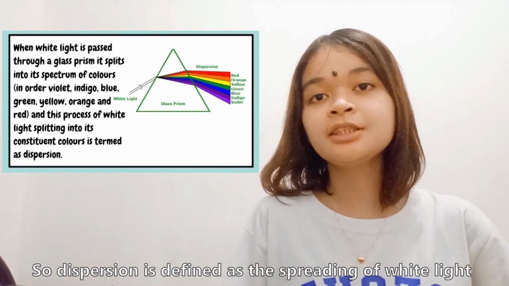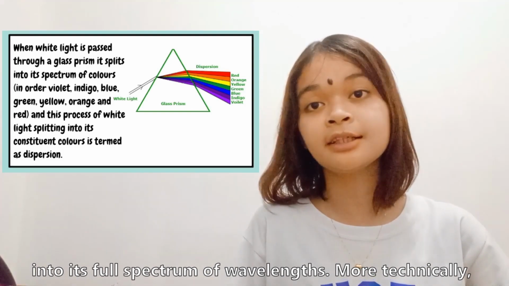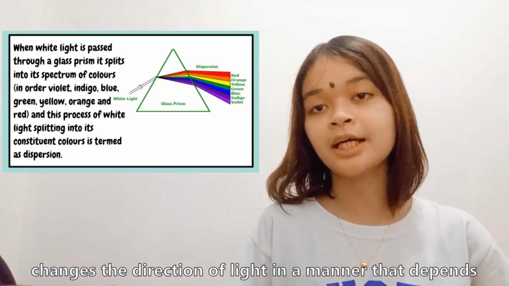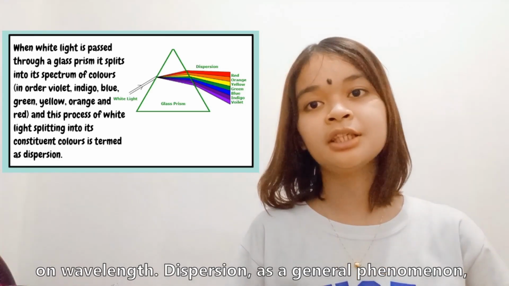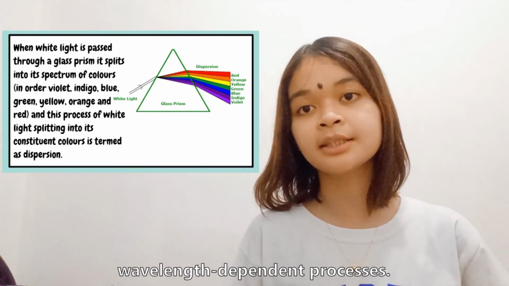So dispersion is defined as the spreading of white light into its full spectrum of wavelengths. More technically, dispersion occurs whenever there is a process that changes the direction of light in a manner that depends on wavelength. Dispersion is a general phenomenon that can occur in any type of wave and always involves wavelength-dependent processes.